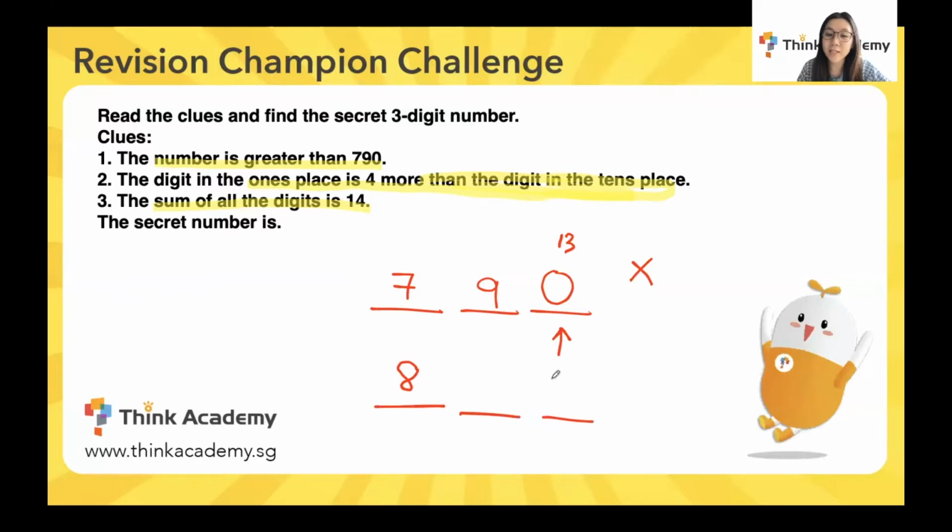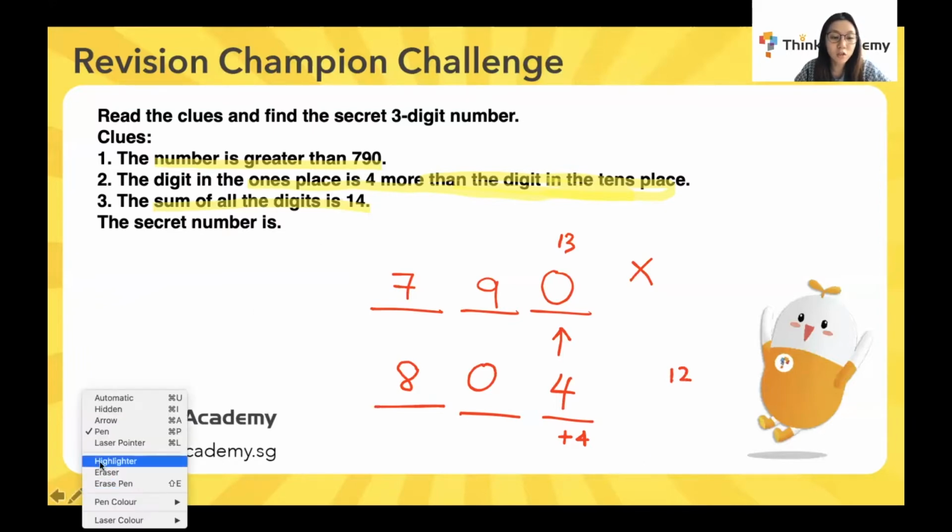And then we're going to do a guess and check. Okay, we're going to start with 0 over here. And here will be 4, correct? Because the ones have 4 more. The digit in the ones place is 4 more than the digit in the tens. Then you add up together the sum of it. What do you get? You get 12. Correct? So is it 14? No, it's not 14. So we're going to try again.